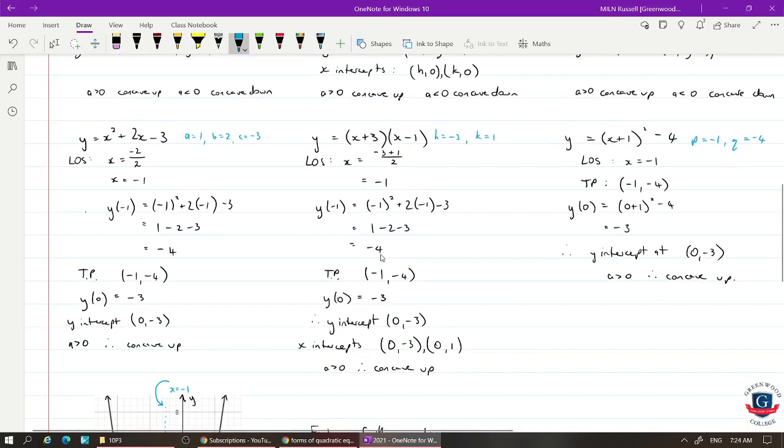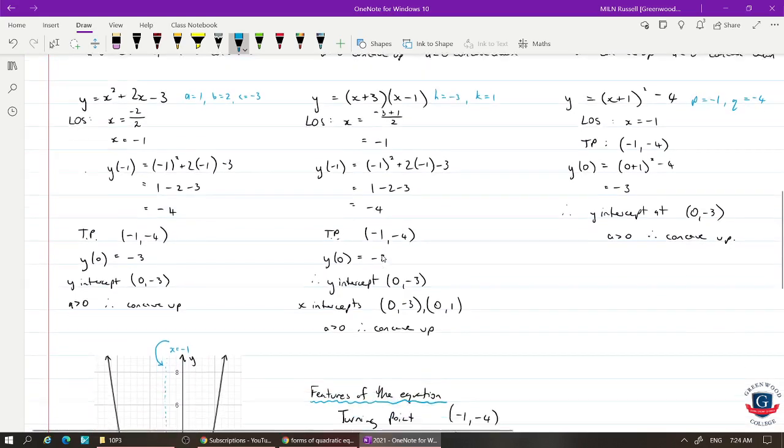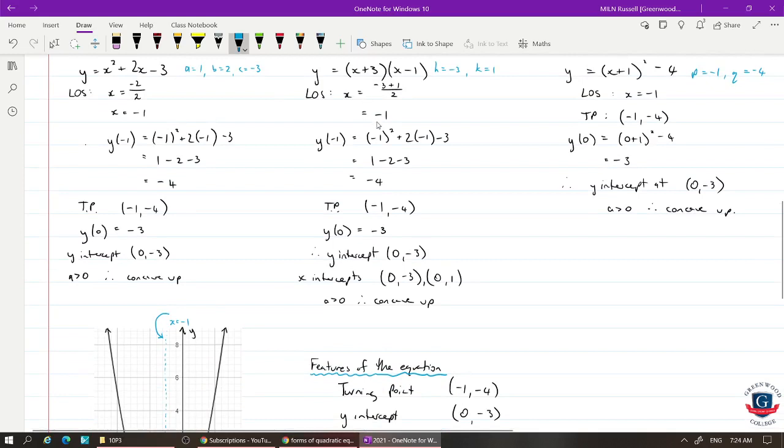To find out the turning point, once I know the line of symmetry, I just substitute -1 back into this equation, which is what I did here, which gives me -4. So I now know the turning point.